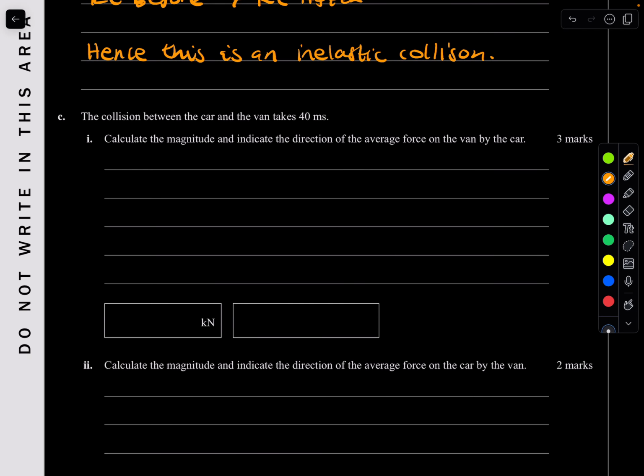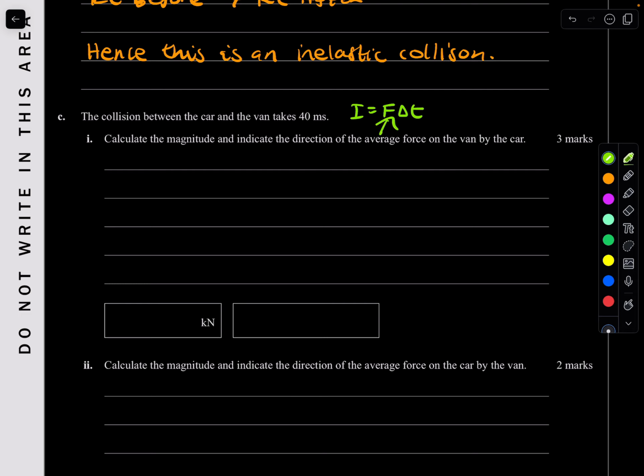Question C. The collision between the car and the van takes 40 milliseconds. Whenever you're given the time when you're talking about collisions, one of the formulas that should straight away come to your mind is that impulse is equal to force times change in time. That is the first thing that comes. Whenever they give you the time, you should straight away remember this formula. Calculate the magnitude and indicate the direction of the average force on the van by the car.